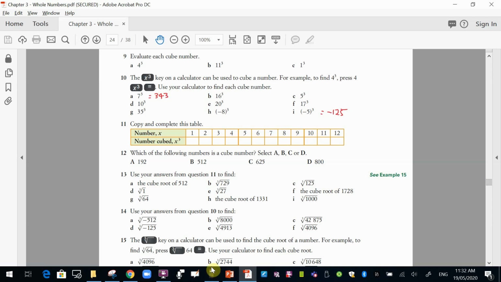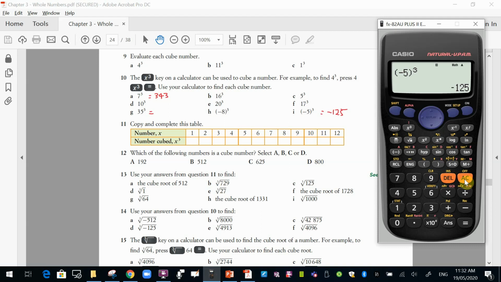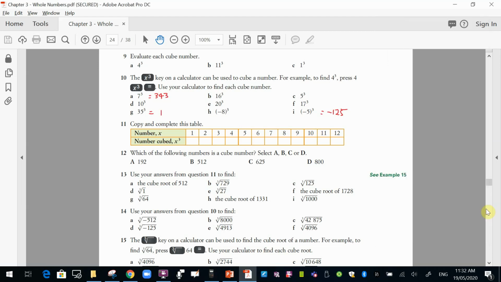Do one more. 35 cubed. So you type the number, then you press this button here, X with a little box, and we want 3. 35 cubed is 42875. And so on for the rest of them.